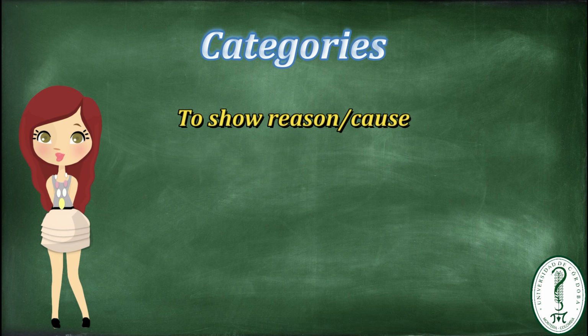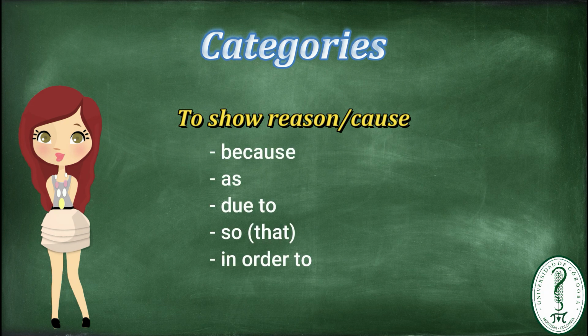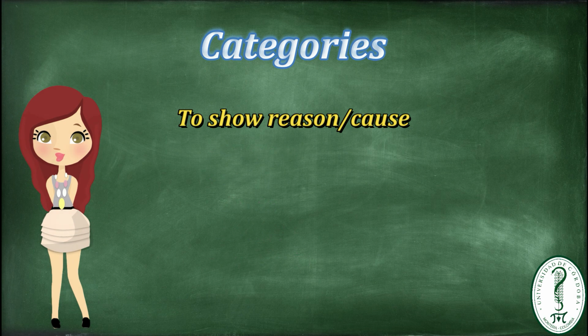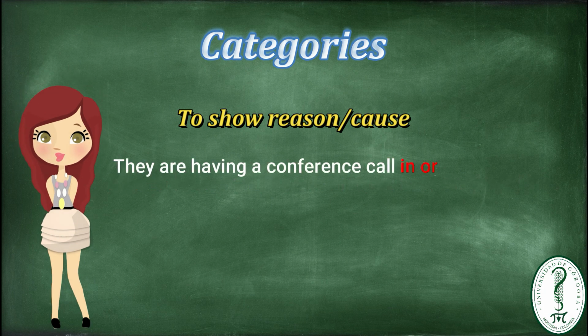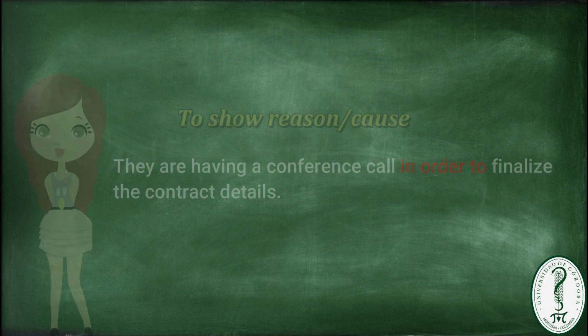Reason and cause. Also known as causative connectors, these are used to explain the reason behind something. For example, due to heavy traffic, we arrived half an hour late. They are having a conference call in order to finalize the contract details.